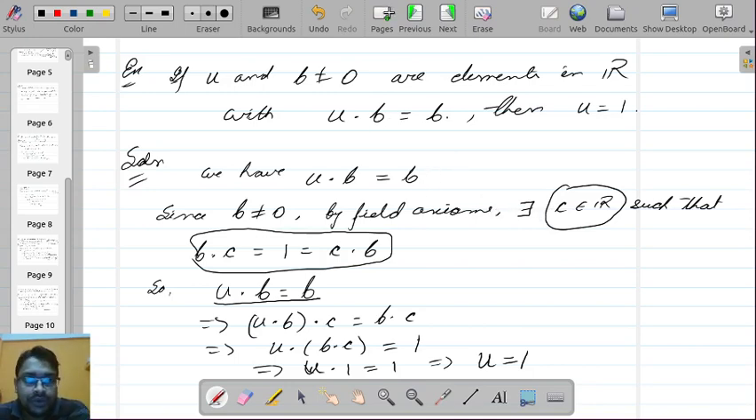So what we have shown is the multiplicative identity is unique, and what else we have shown is if there is an element u, meaning if there is an equation of this type u dot b equal to b, where b is non-zero, then b can be cancelled out. Okay, and we can write that u is equal to 1. So this is another property that we have done.